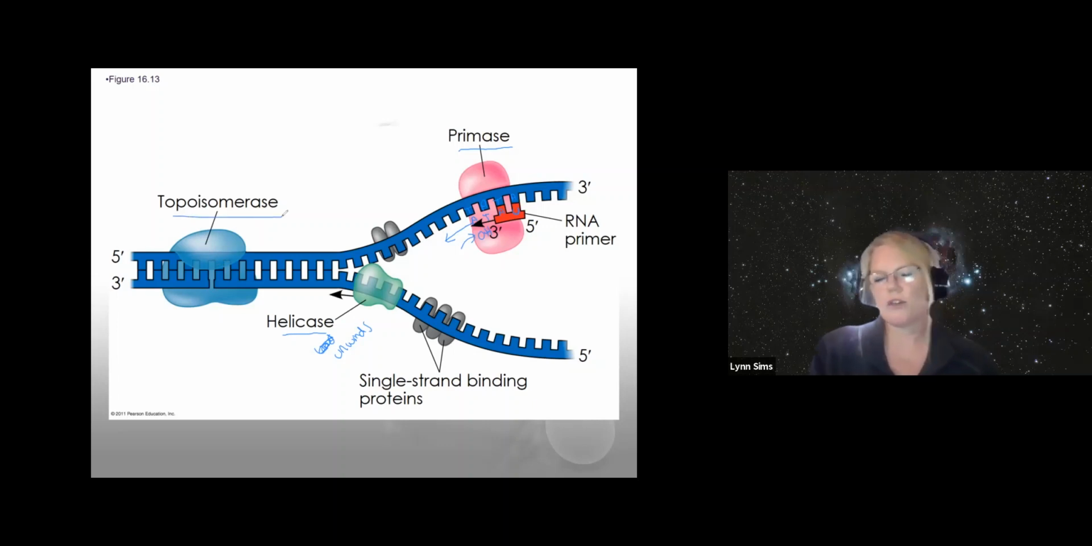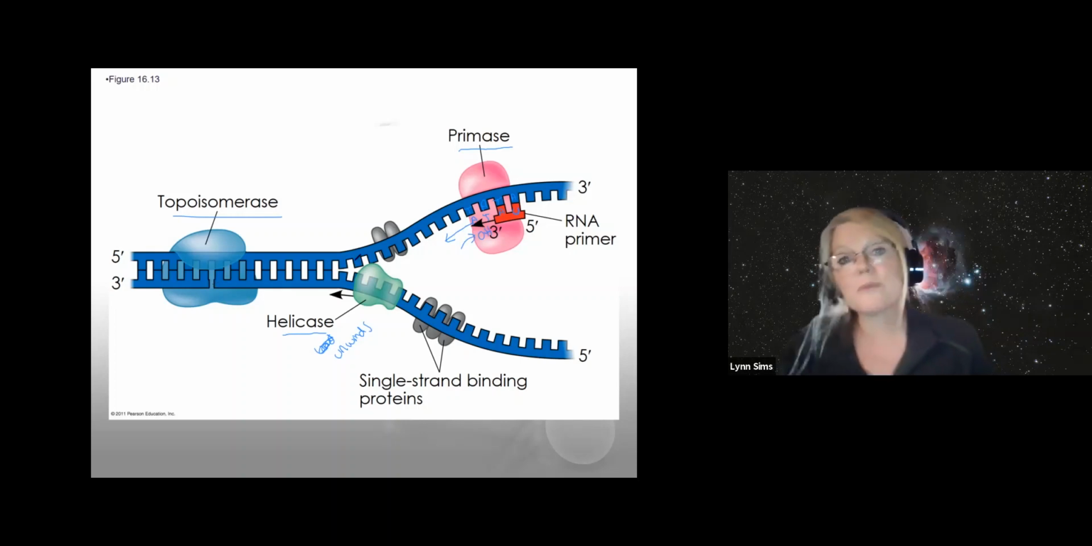Topoisomerase, there's many different topoisomerases, relieve that strain. So it kind of winds up the DNA. It cuts gaps in there and then reconnects them so that it relieves the strain that's caused from separating the strands because they're helical in nature.